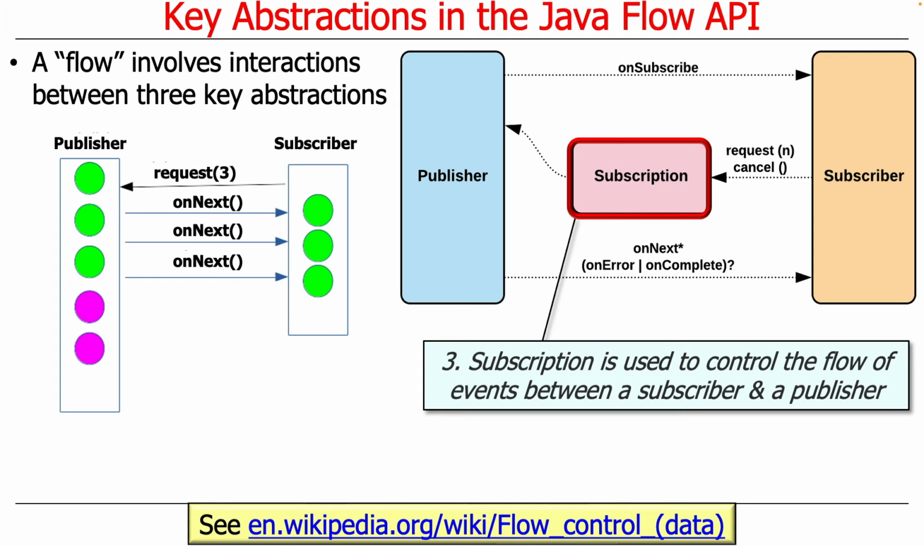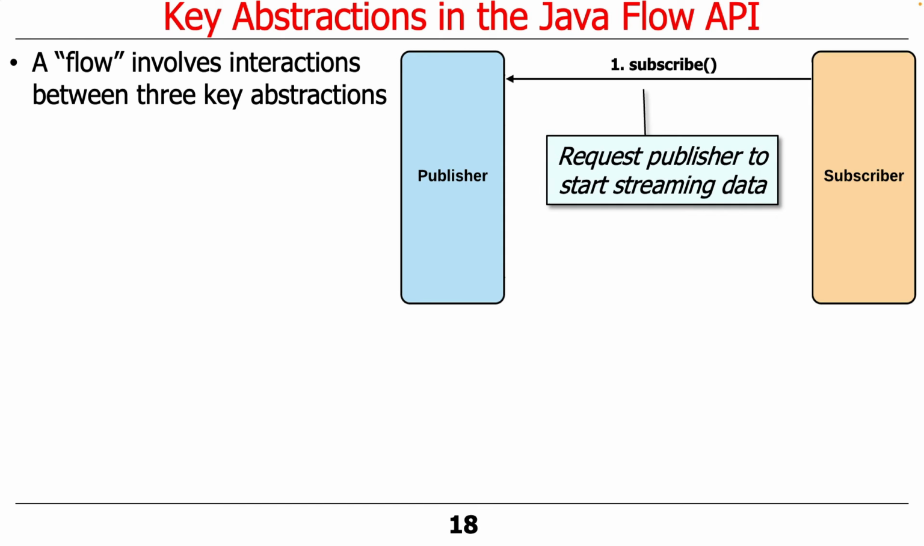There's lots of reasons for doing this, and we'll talk about this in detail. The long and the short of it is you typically use flow control to avoid situations where a fast publisher overwhelms the memory and/or processing resources of a slower consumer, a slower subscriber.